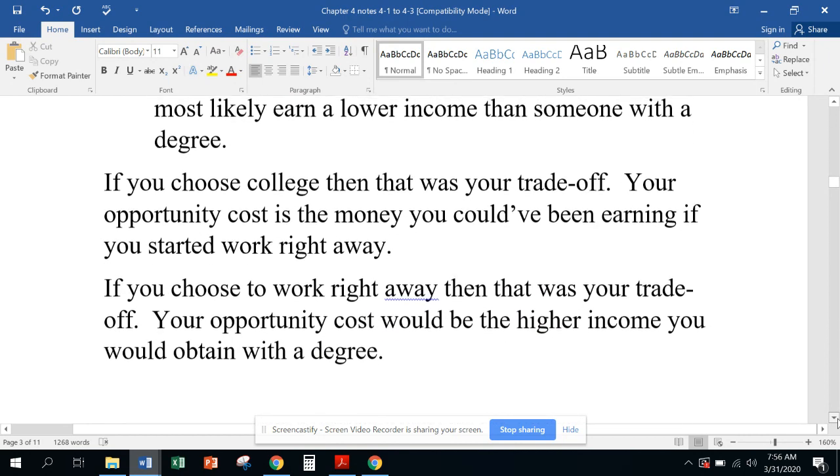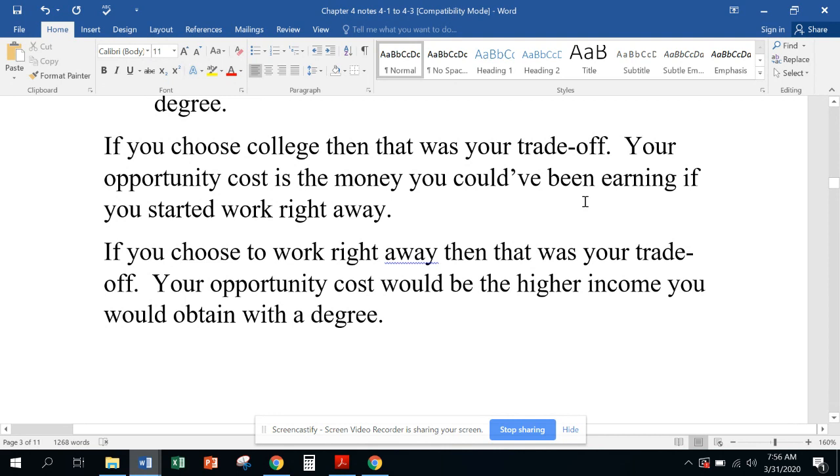Okay, so if we choose college, that's my trade-off. That's what we're picking. That's what we're going with. The opportunity cost is the money we could have been earning if we started working right away. Okay. Now, if we made the decision to go with working right away, then that was our trade-off. And our opportunity cost would be the higher income that we would obtain from earning a degree. Okay. Now, with every decision, there's no right or wrong decision. It's whatever's best for you.